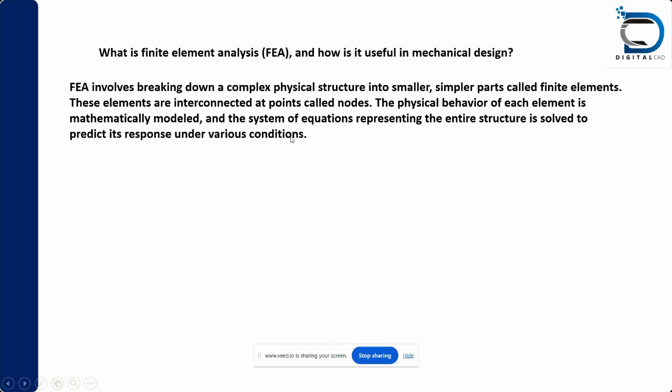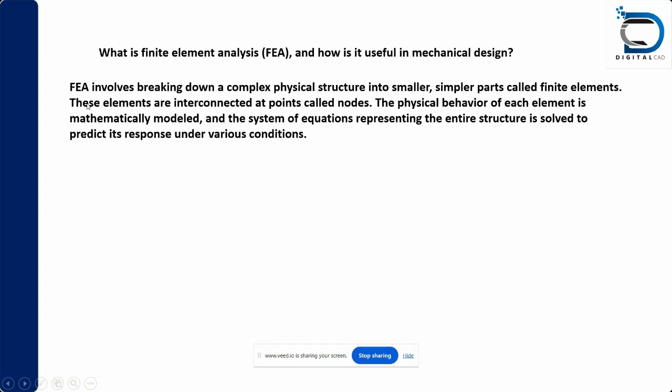Here, three things are happening. One, we have a physical structure or physical part. That physical part we break into smaller portions, which we call elements. Then these elements are interconnected at points, which we call nodes, and the physical behavior of each node or each connected element is mathematically modeled, with a system of equations representing the entire structure.